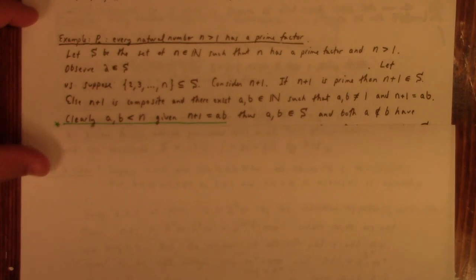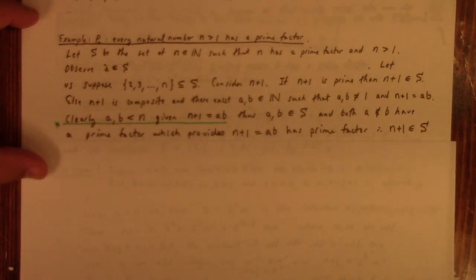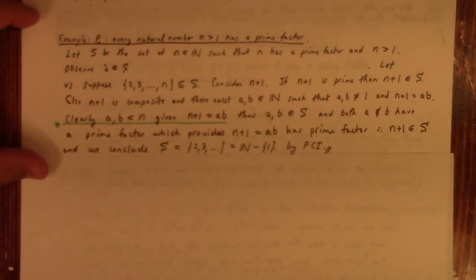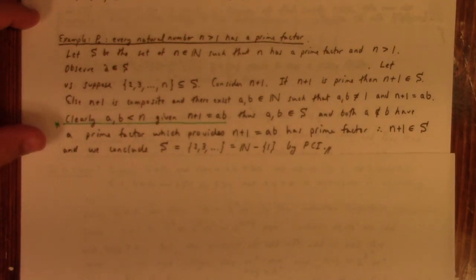Now, first of all, if n plus 1 is prime, then we're done, because n plus 1 is its own prime factor, and therefore n plus 1 is in S. Otherwise, n plus 1 is composite, which means that there exist a and b, both not equal to 1, such that n plus 1 equals a times b. And clearly, a and b are less than n plus 1, given that n plus 1 is equal to ab. So a and b both have a prime factor, which means that n plus 1 equal to ab also has that prime factor. So n plus 1 is in S, which concludes that the inductive set is the whole natural numbers with 1 removed by proof by complete induction.